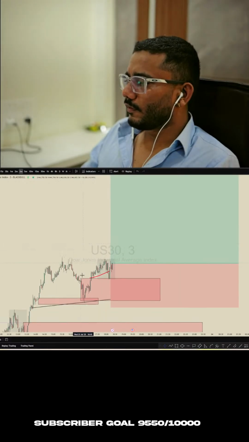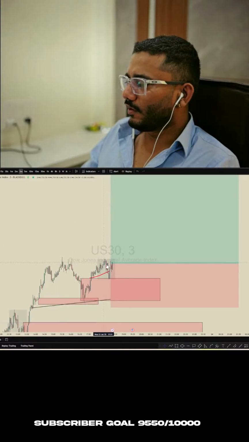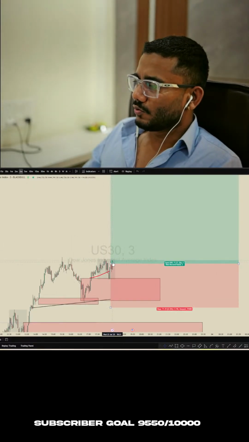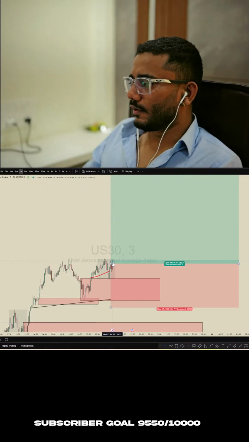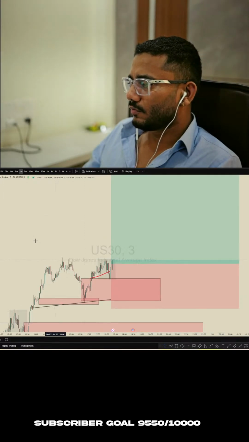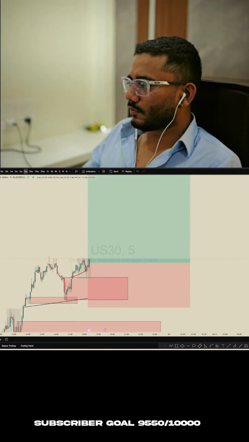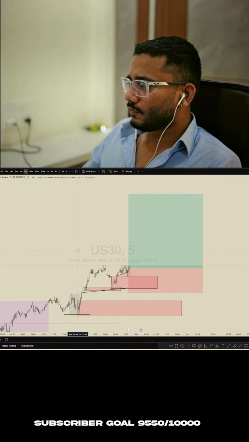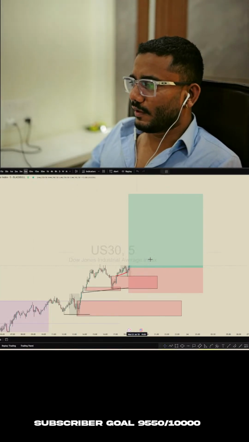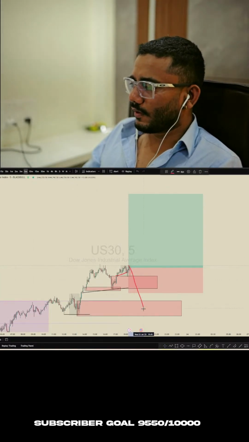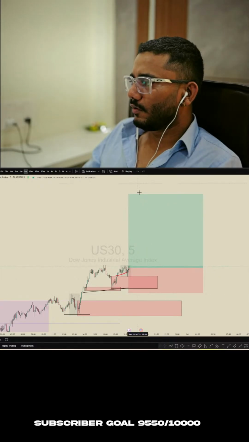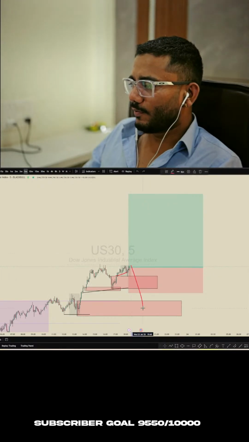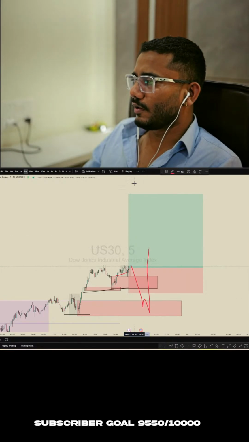Here we can see price has swept this liquidity and finally broken the structure. So you can enter here and put your stop loss below this low. And if this fails, we can use 0.5% risk, and the second order block is this one. In case price sweeps this liquidity, then this order block can be activated.